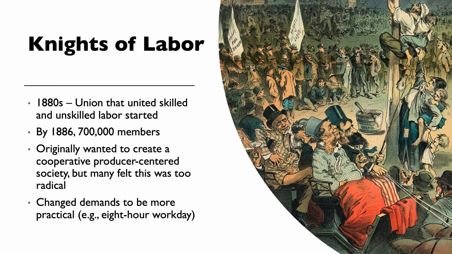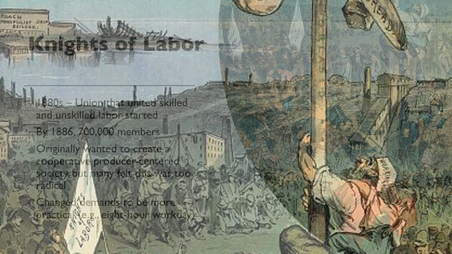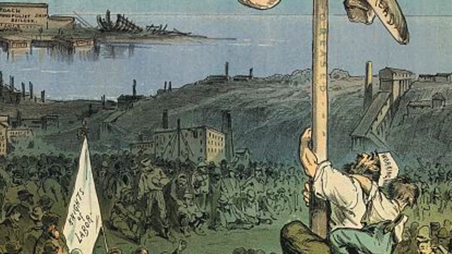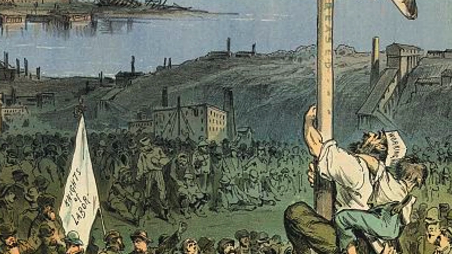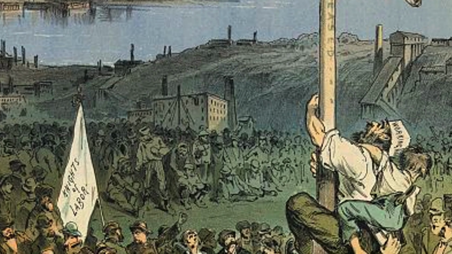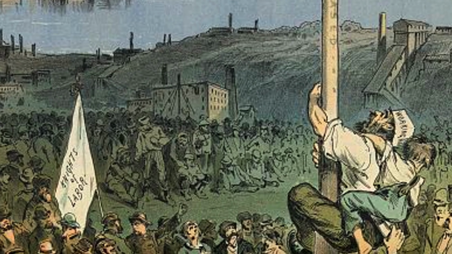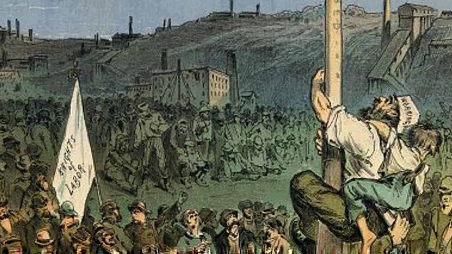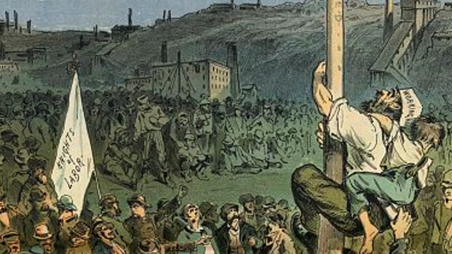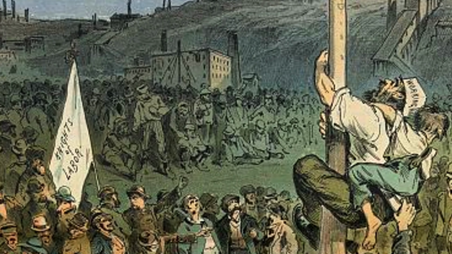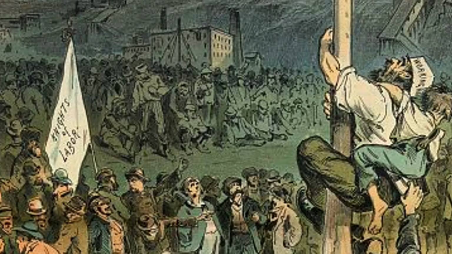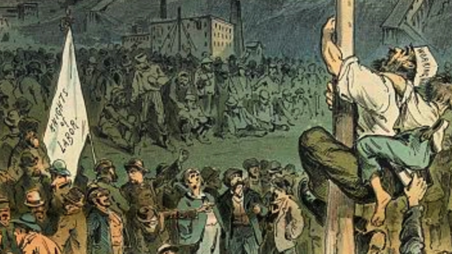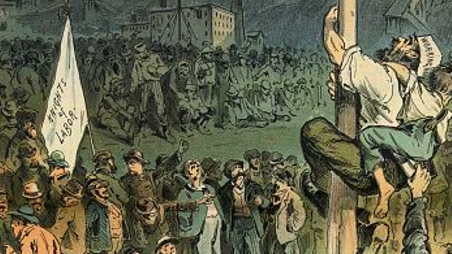Now, one of the most famous early unions was the Knights of Labor. In the 1880s, unions that united skilled and unskilled labor started. They welcomed all laborers, including women. They did not include lawyers, bankers, or liquor dealers, though. By 1886, there were 700,000 members in the Knights of Labor. They originally wanted to create a cooperative, producer-centered society, but many felt that was too radical. So they changed their ideals. They demanded things that were more practical, for example, an 8-hour workday or safe conditions at work.